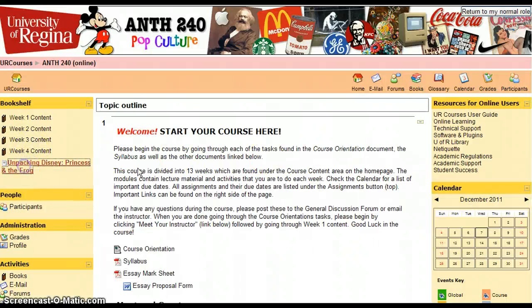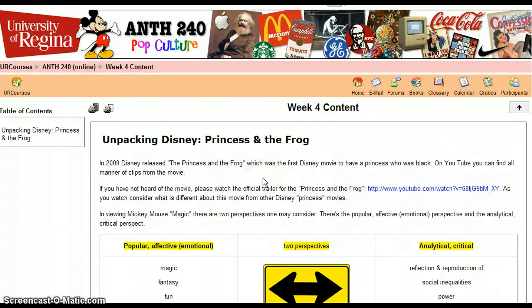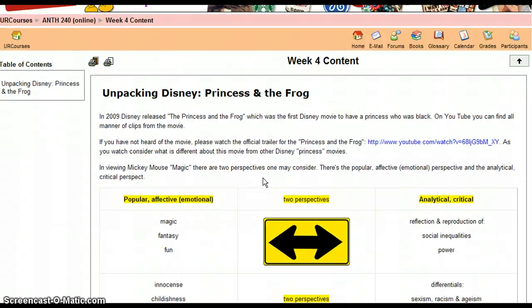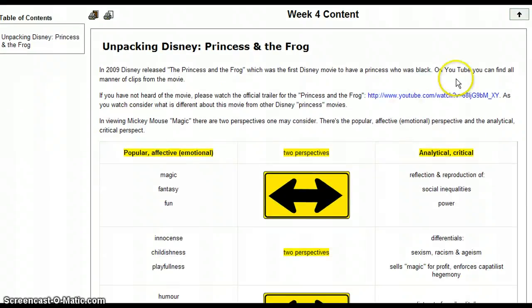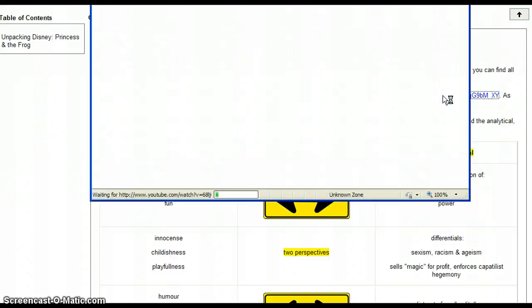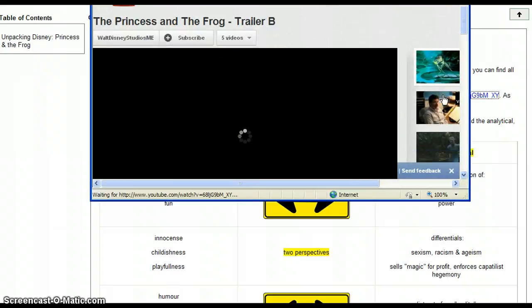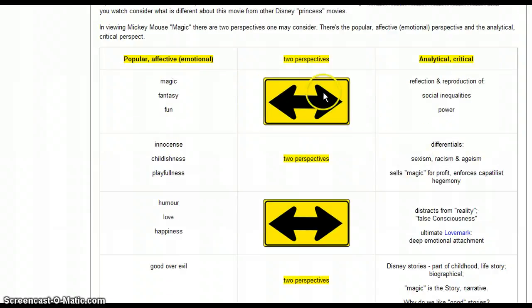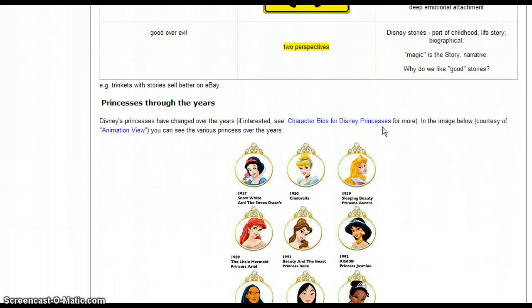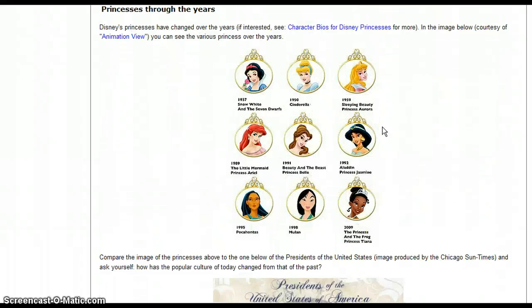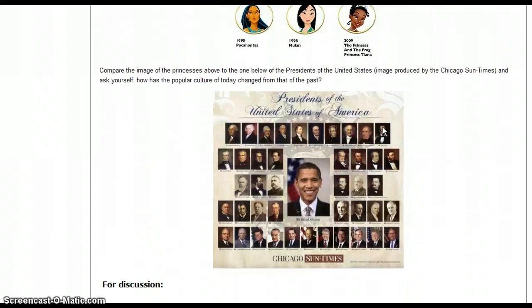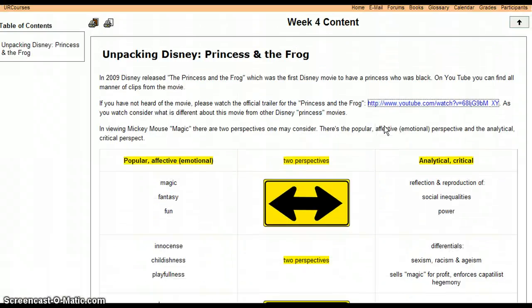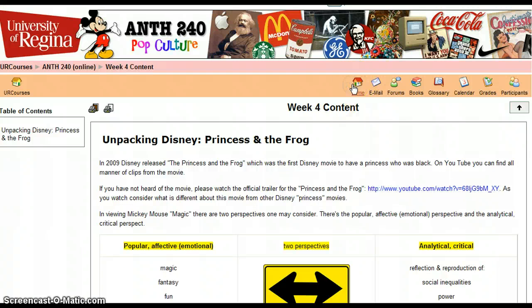There's another one. Any of this, I just put up for suggestions. This is Unpacking Disney and Princess and the Frog. I've linked to a bit of a YouTube video, the trailer, and we can do that. Then this is information that was in your PowerPoint in the table, presented in a table. Some pictures that were in your PowerPoint. Anyway, that's a thought. That's sort of where we're at.